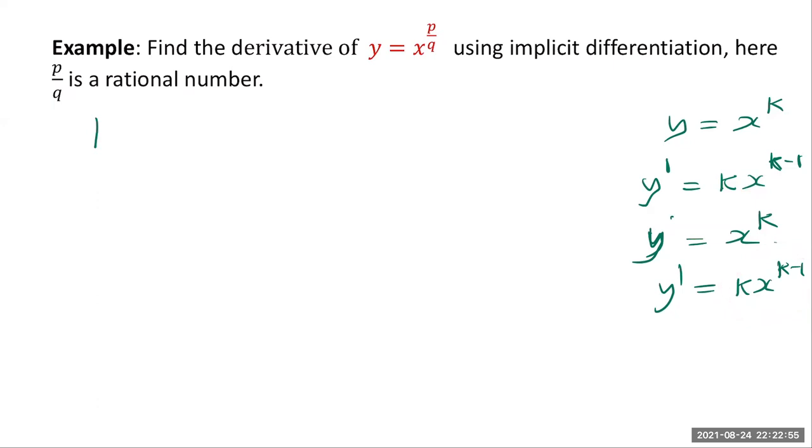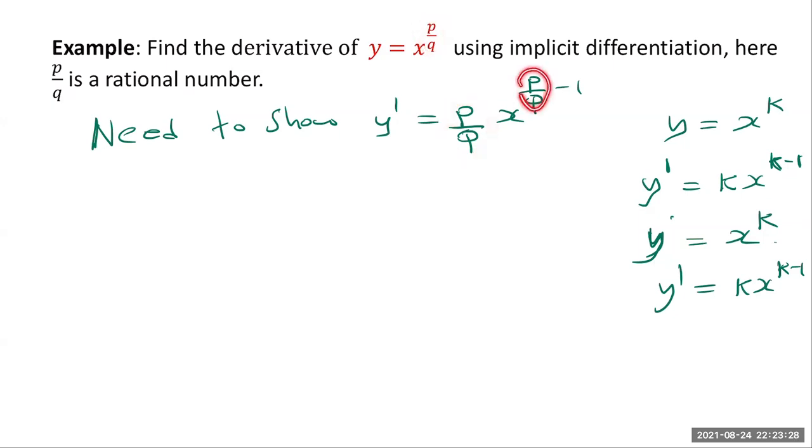Now I want to show that a similar thing holds here when the power is of the form p over q. It's a rational number. So this is what I want to prove. We need to show y prime is equal to p over q times x to the power p over q minus 1. If you think of this whole thing as k coming to the front, x to the power k minus 1, a similar formula should hold even when you have a rational power. That's what we are going to prove here.